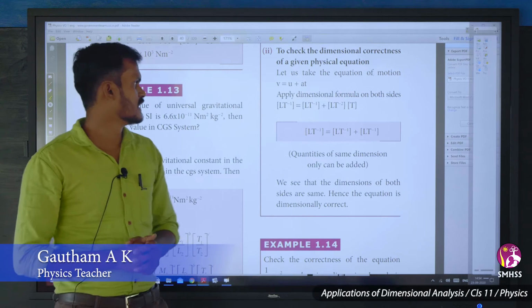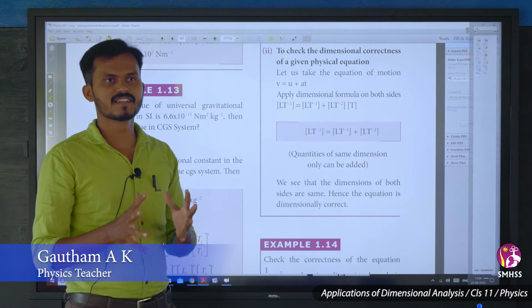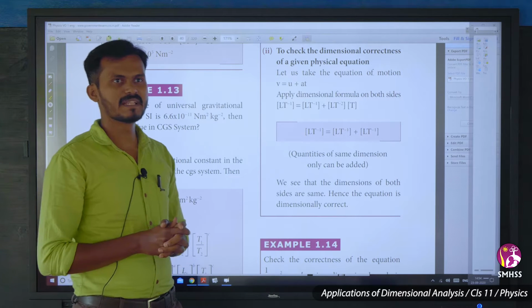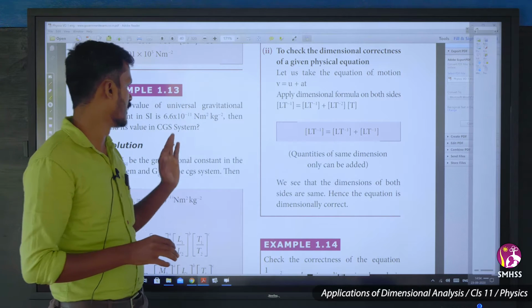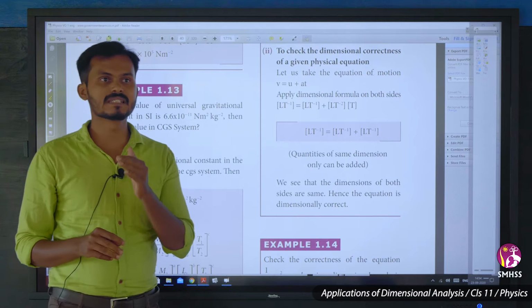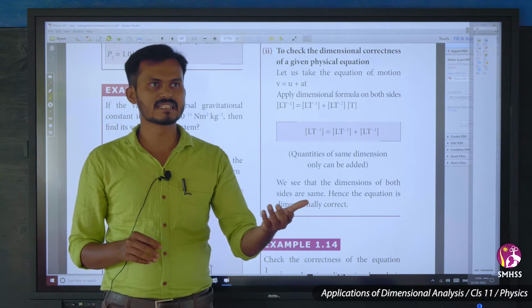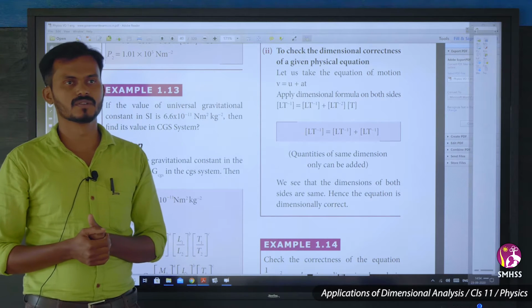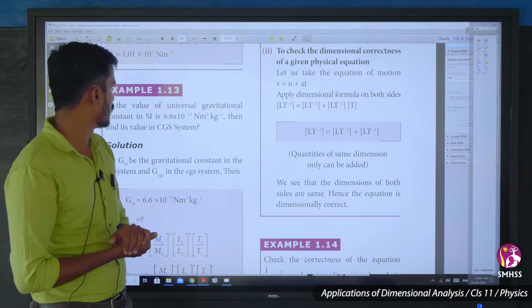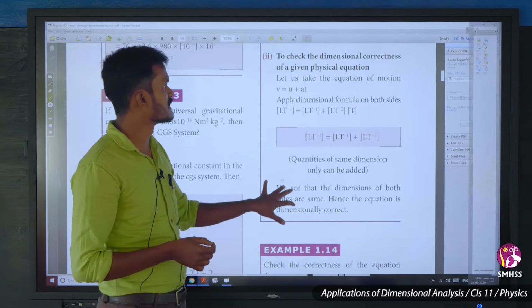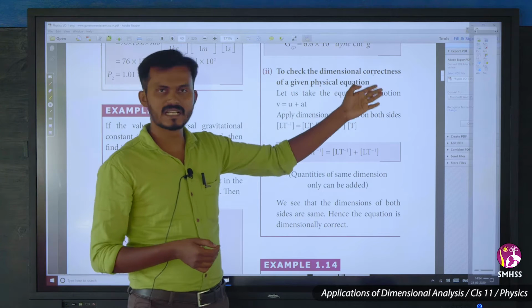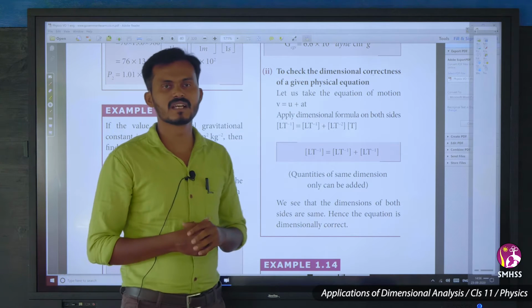Good afternoon, students. In the last session, we were discussing applications of dimensional analysis, and we have completed the first application, that is conversion of one system of units to another system of units. That was the first application of dimensional analysis. Our second one is to check the dimensional correctness of a given physical equation.